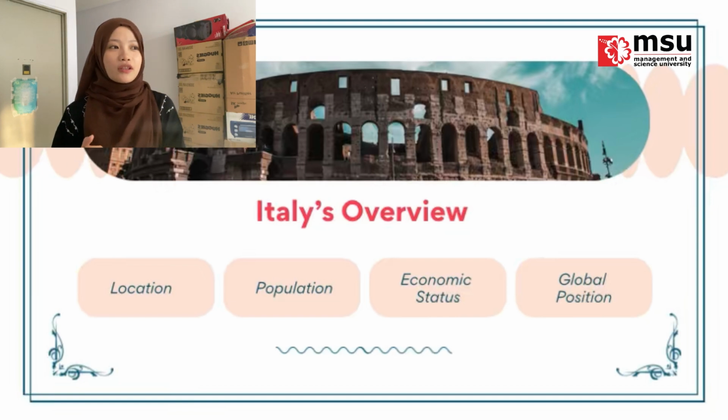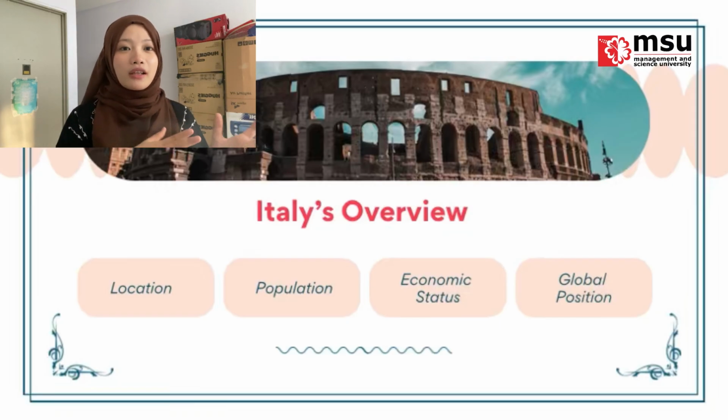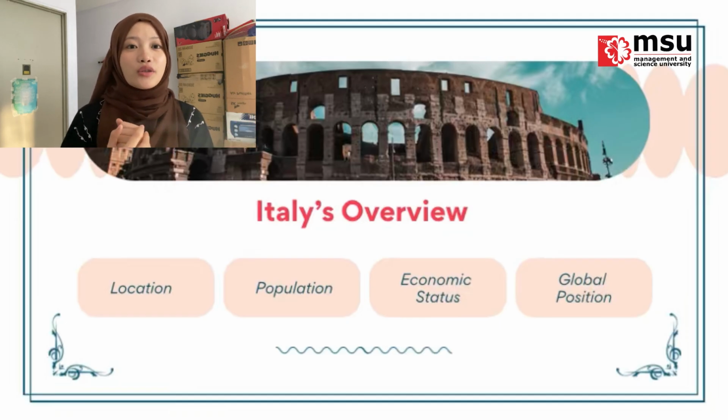Moving to the next point, which is its population. Italy has 59 million people, and its major cities include Rome and Milan. They use Italian as their official language, and the major religion here is Christianity, which is Roman Catholic.